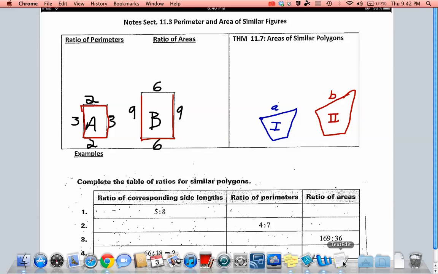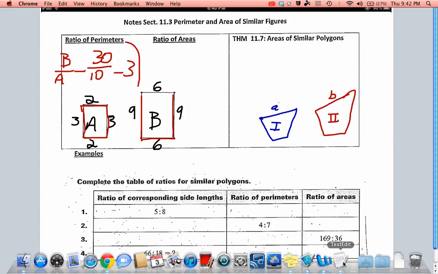By that I mean I would take every number 2, 3 in figure A and multiply it by 3. That would give me the 9, 6, and the 9 and the 6 in figure B. So real quick, the ratio of the perimeters of B to A will give me that scale factor. And let's watch what happens here. The perimeter of B is 30. And the perimeter of A is 10. That gives me 3. Alright, so the scale factor of the perimeters is 3.